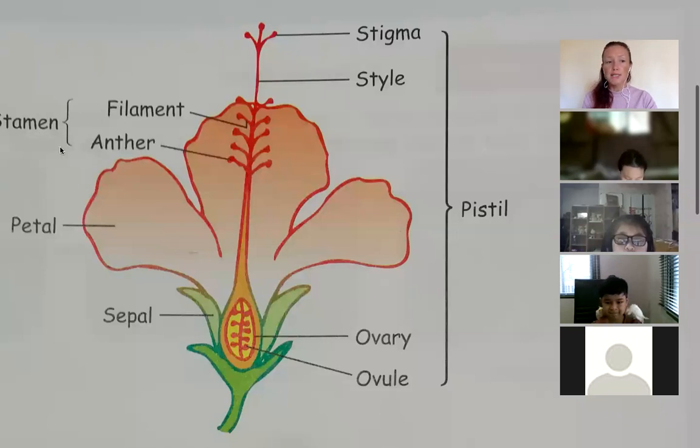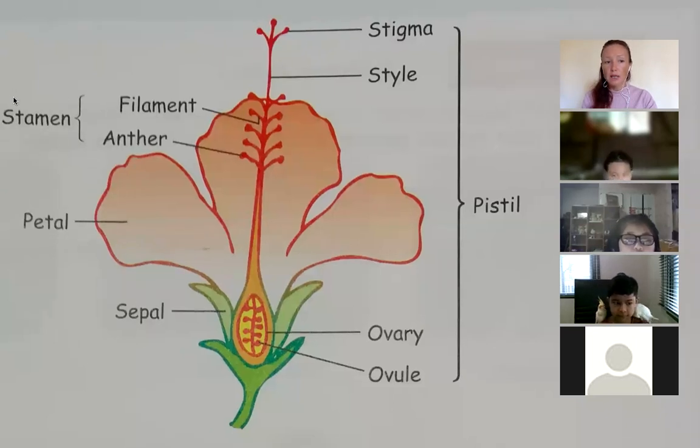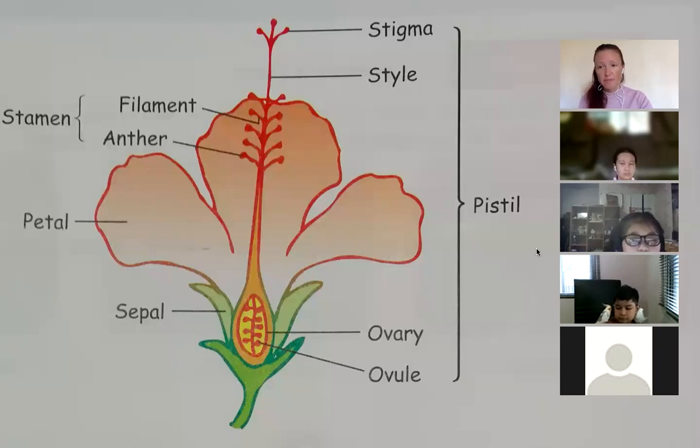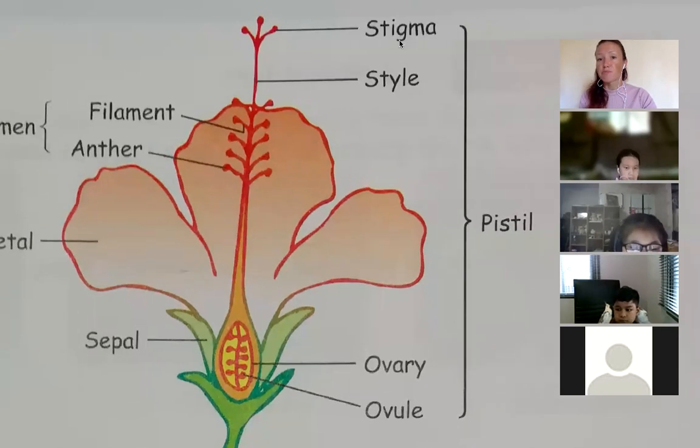If the boys have stamen, which has two parts, filament and anther, the girls have pistil. Very good. Flower girls have pistil. But pistil has many parts. What are the parts of a pistil? Tell me.